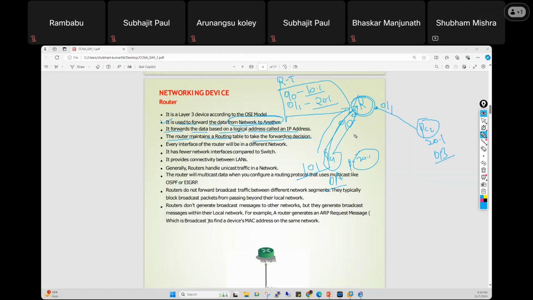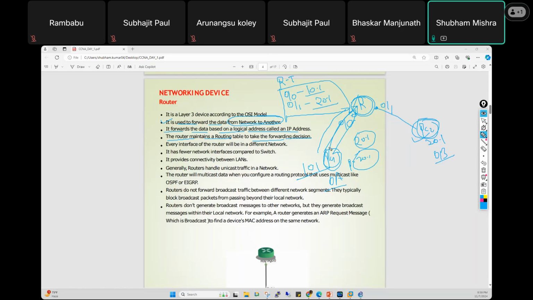Then the router will get the destination IP address 20.1. Why? Because PC number 1 wants to communicate with PC number 2, and this is the destination, right? For PC number 1, who is the destination? PC number 2 is the destination. And what is the IP address of PC number 2? 20.1 is the IP address of PC number 2. So that's the reason the destination IP address is 20.1.